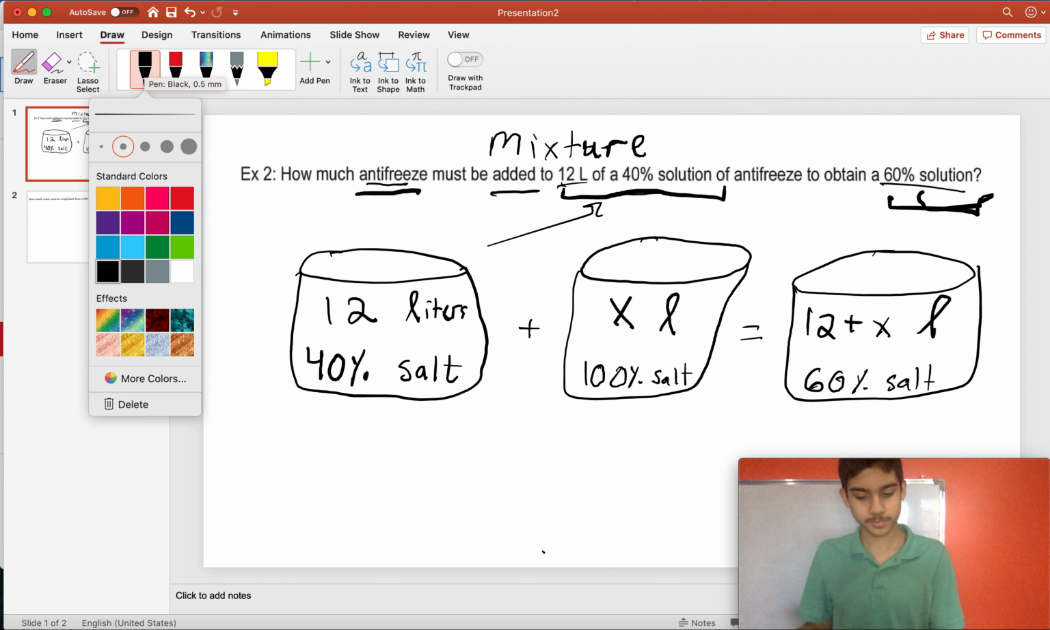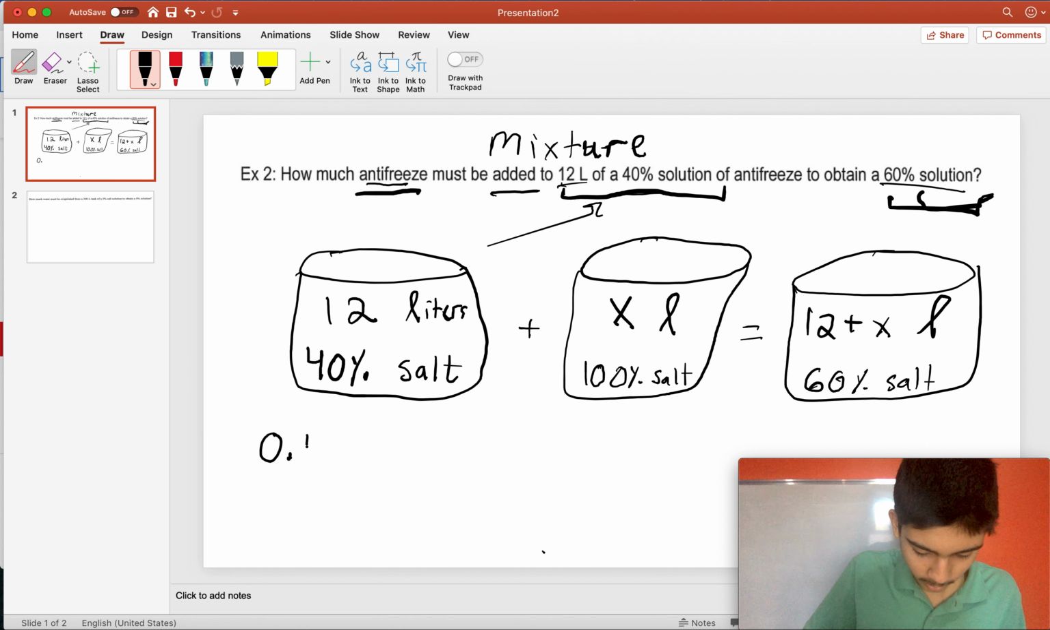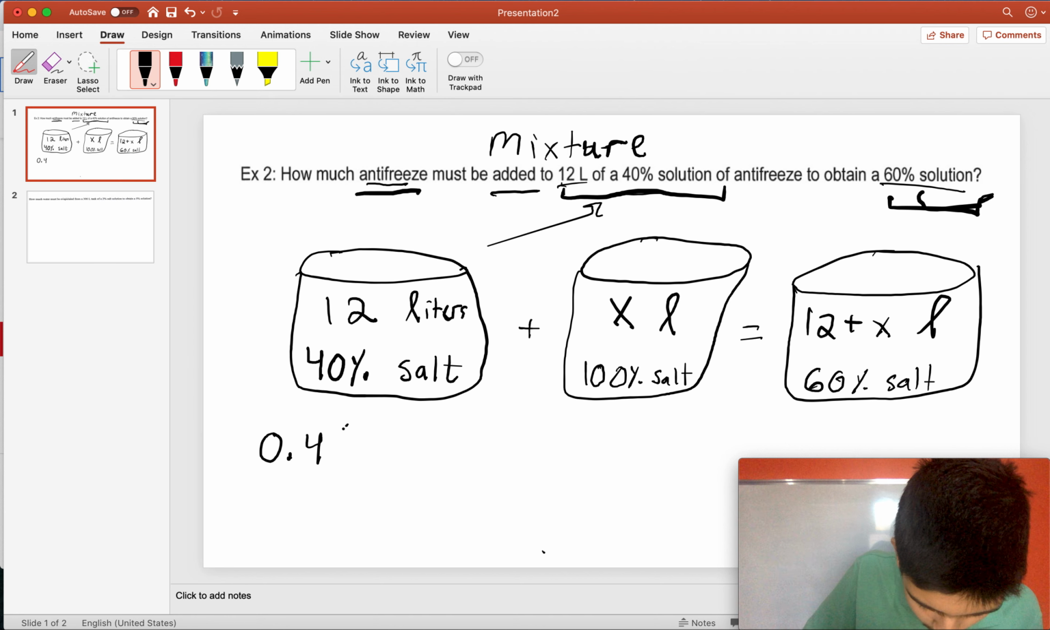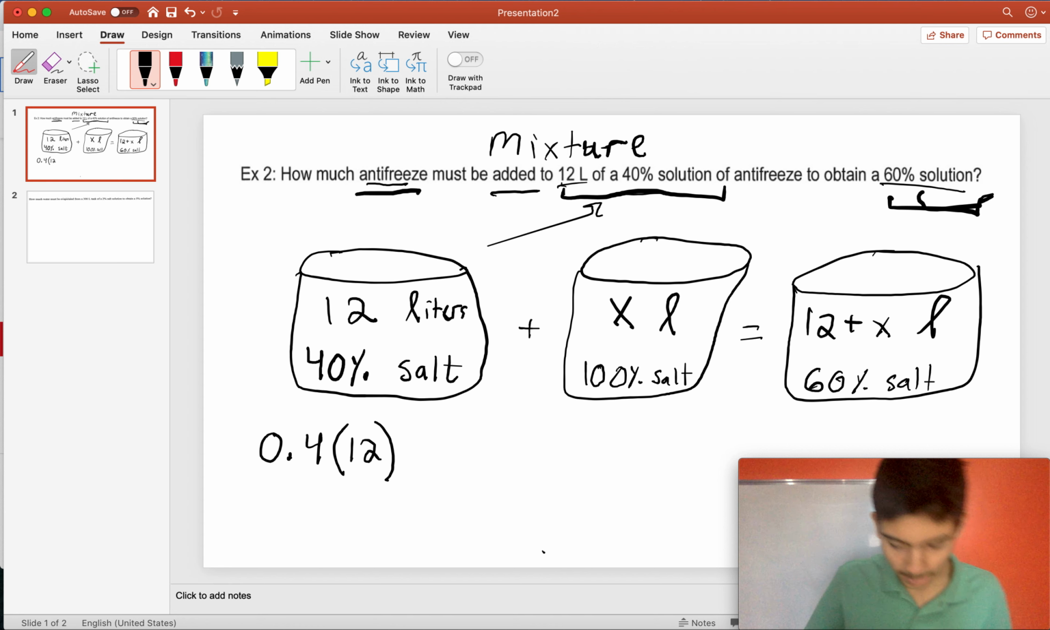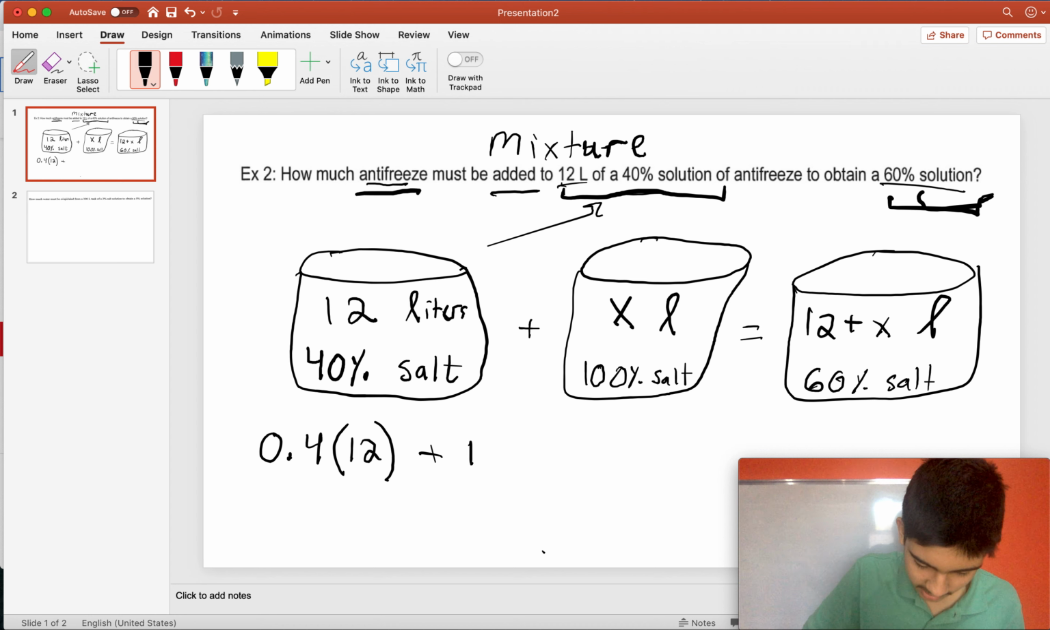Alright, so for 40% of 12 liters, how can we write that in algebra? We can write 40% as 0.4, right? And we want 40% of 12 liters. That's only salt. And then we have 100% of X. So that's just going to be 1 times X, right? 1 times X, and that's just X.